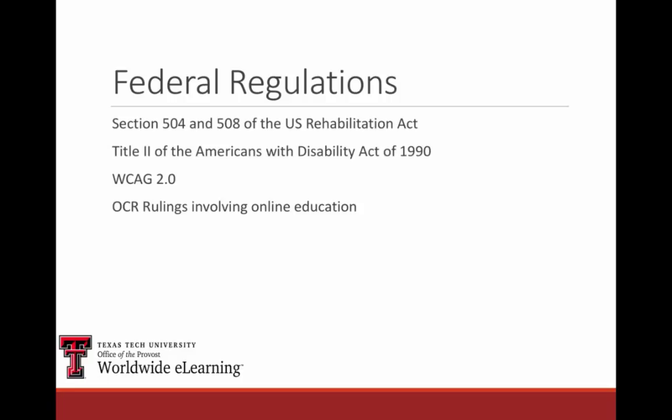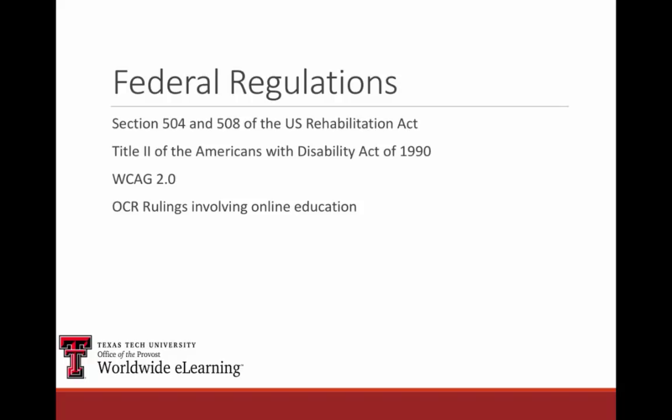There are federal regulations that are required for all online course material in higher education. The regulations we refer to are the U.S. Rehabilitation Act, the Americans with Disability Act of 1990, OCR rulings in recent lawsuits, and WCAG 2.0 AA standards.